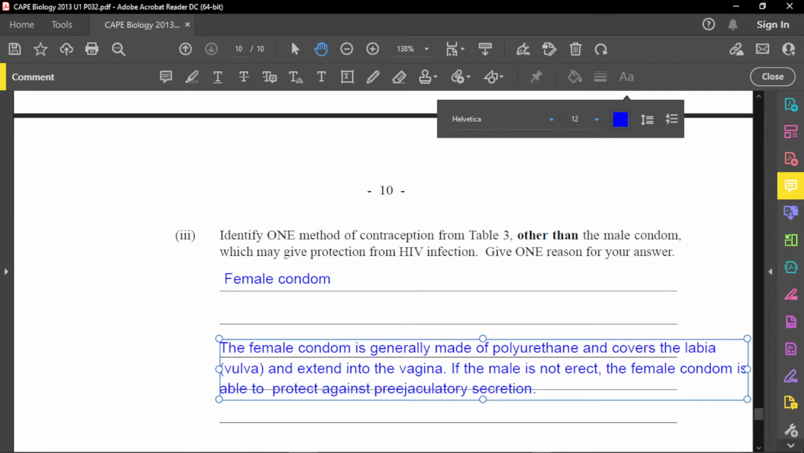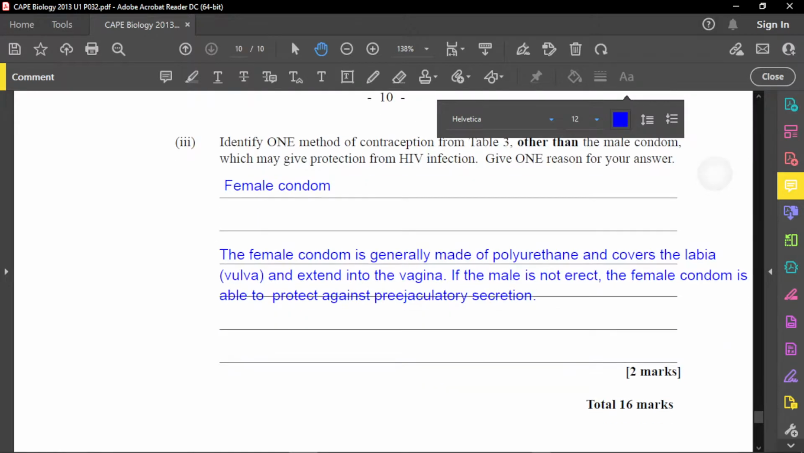It says: identify one method of contraception from table 3, other than the male condom, which may give protection against HIV infection. Give one reason for your answer. The female condom is the only other one that gives protection against HIV or STDs. The female condom is generally made of polyurethane, and it covers the labia, which is the outside part of the female reproductive organ, also called the vulva, and it extends into the vagina towards the cervix.